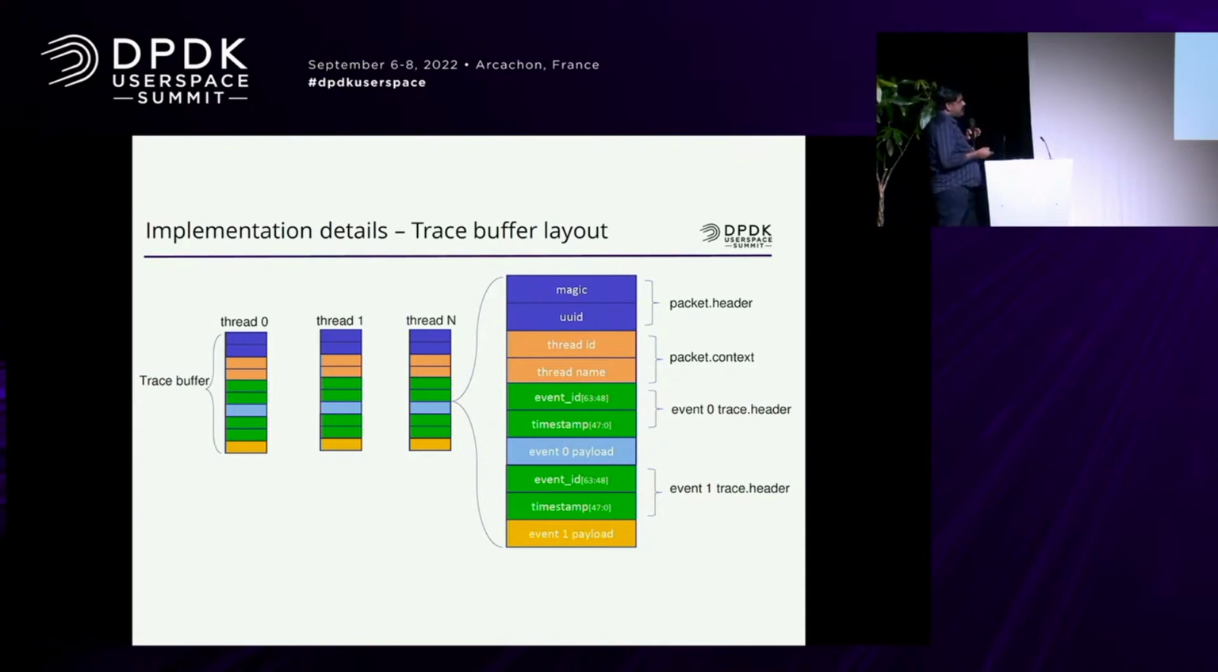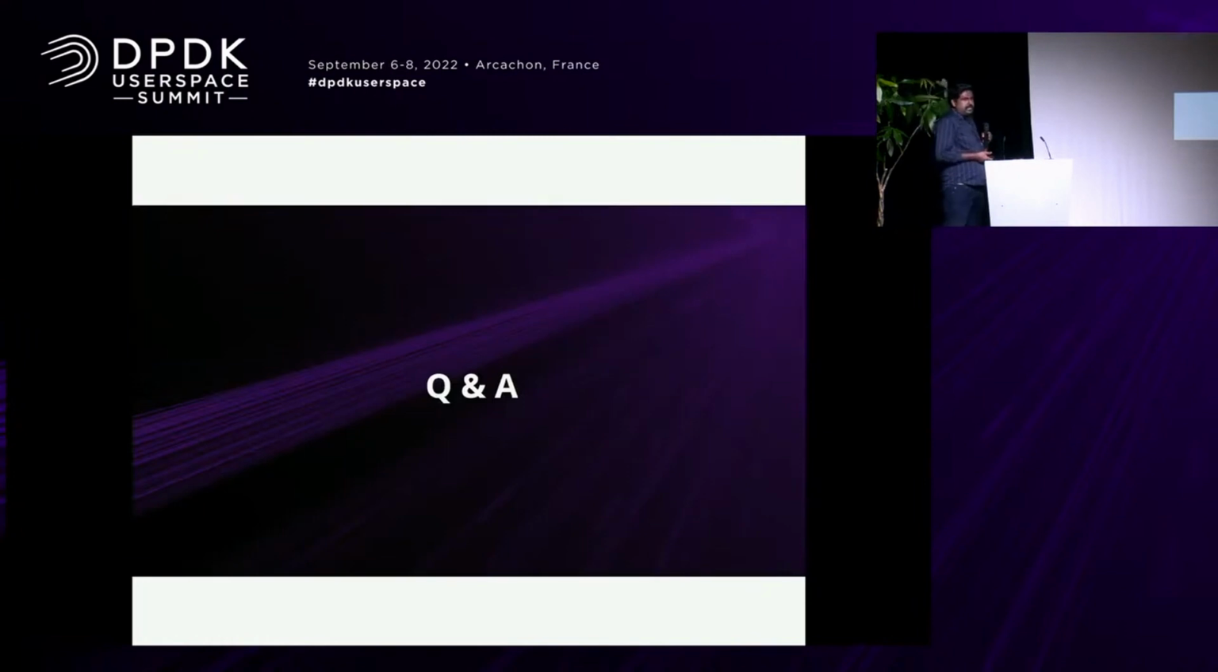So likewise, when we emit the next event, another header will be generated based on the timestamp and event ID, and the payload will be generated. Likewise, once it has overflowed, based on the mode, if it is discard mode, it will not write anything more. If it is overwrite mode, then we'll come back here and start writing from there. Yeah, that's pretty much what I have for tracing.